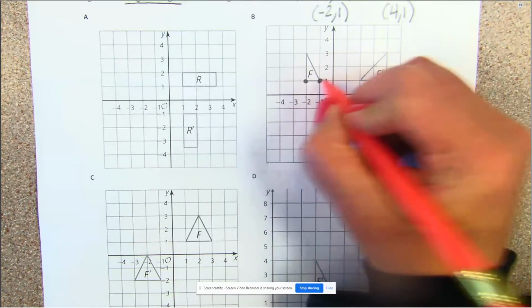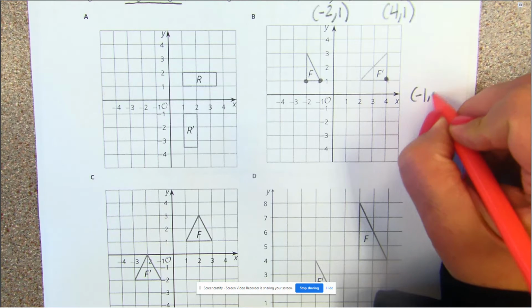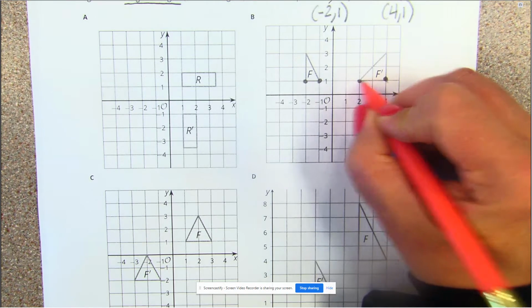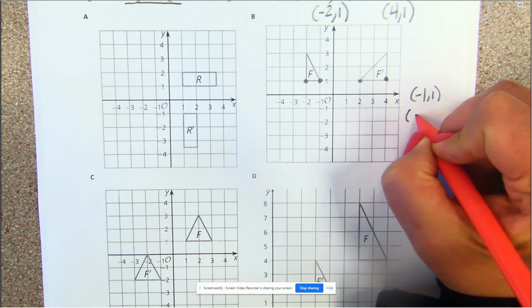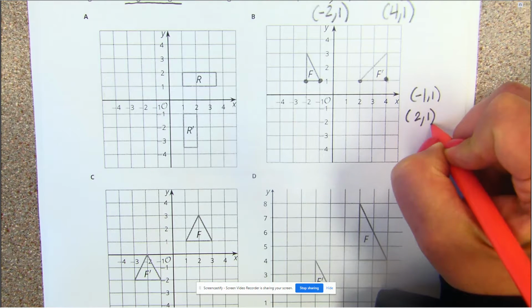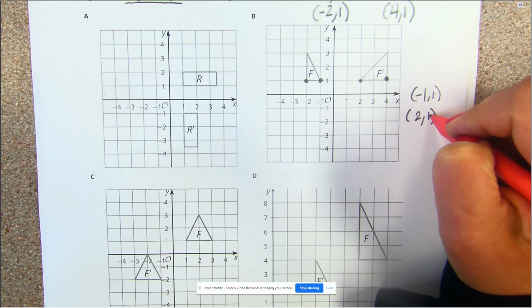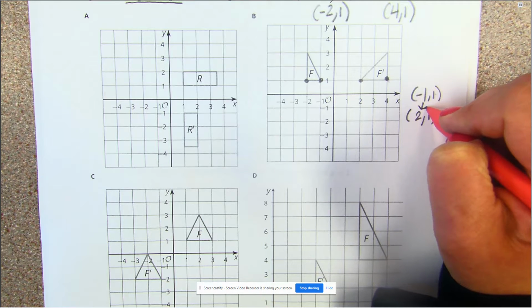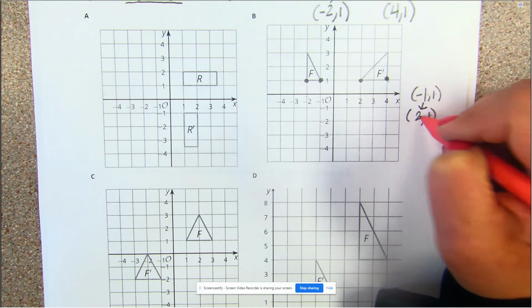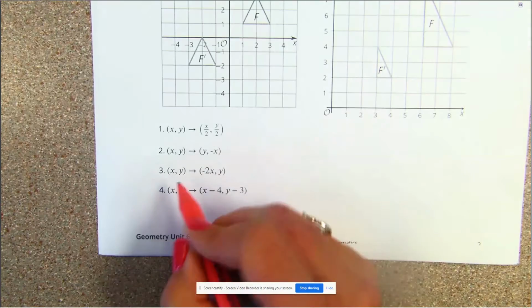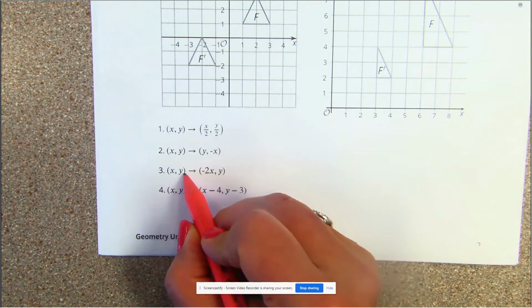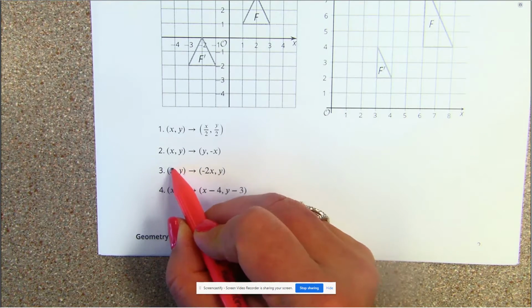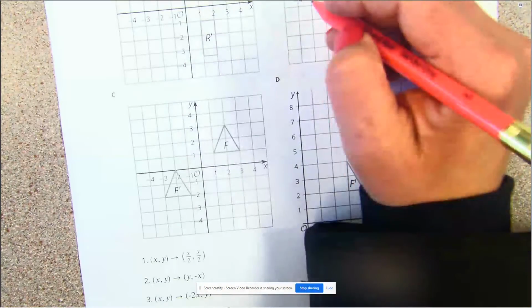I could try one more. Look at this one. It's the point -1, 1, and that became the point 2, 1. The y did not change, and it looks like I multiplied that by -2. -1 times -2 is 2. Is there anything like that down there? Looks like number 3. The y did not change, but I multiplied the x by -2. So this is 3.